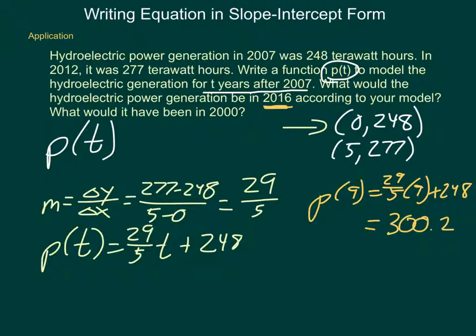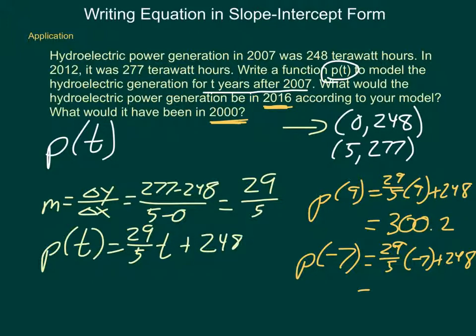What was the generation in 2000? Well, what year is 2000 compared to 2007? That will be -7 years. So now I have 29/5 times -7 plus 248. Because we are working with a negative, this number will go down. And when we do that computation, we come out with, in the year 2000, there should have been 207 4/10 terawatt hours of hydroelectricity generated in the United States.